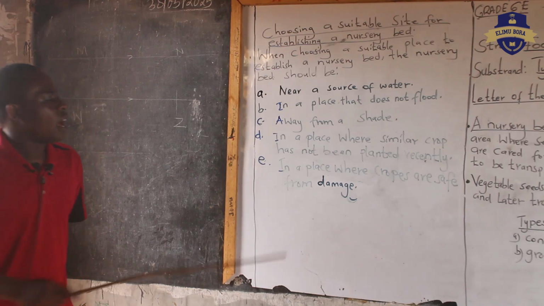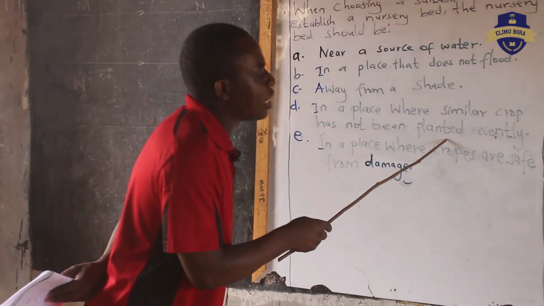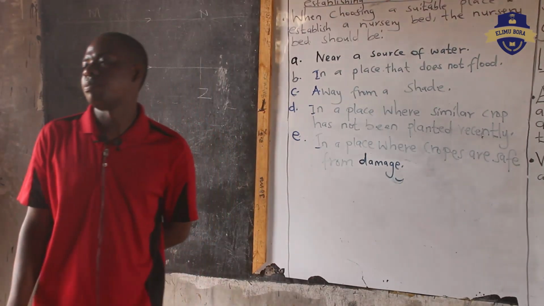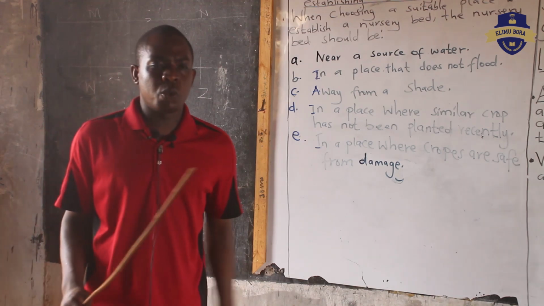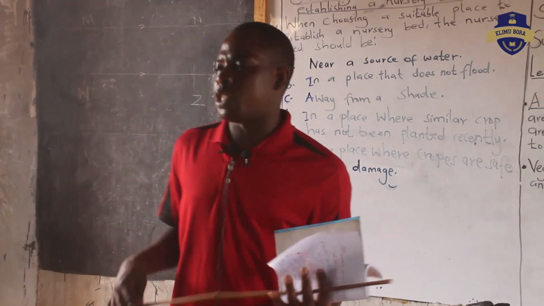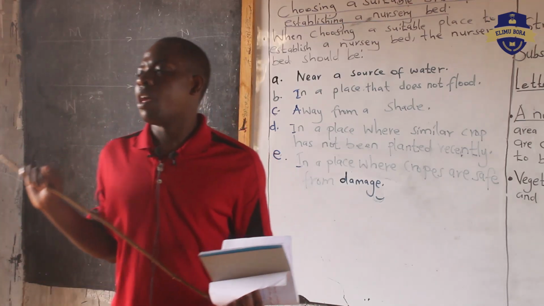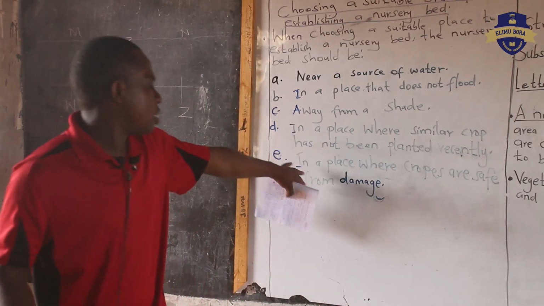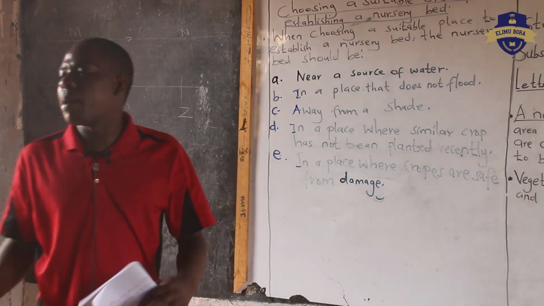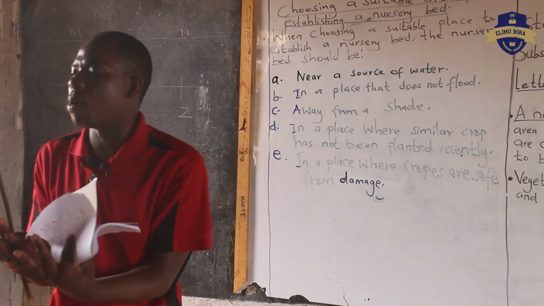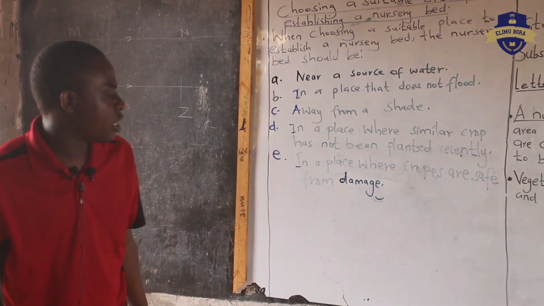Another point, in a place where similar crops have not been planted recently. Why are we saying so? Because of the nutrients in the soil. Maybe you are planting, let us say, tomatoes, and somebody is planting carrots. Remember, they are sharing the same nutrients. So, you are supposed to avoid those things.